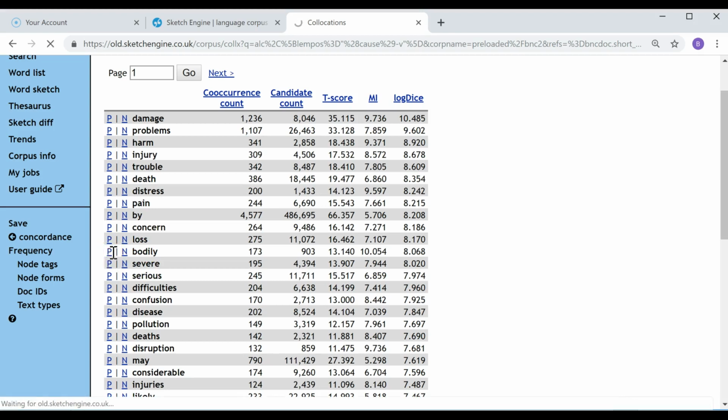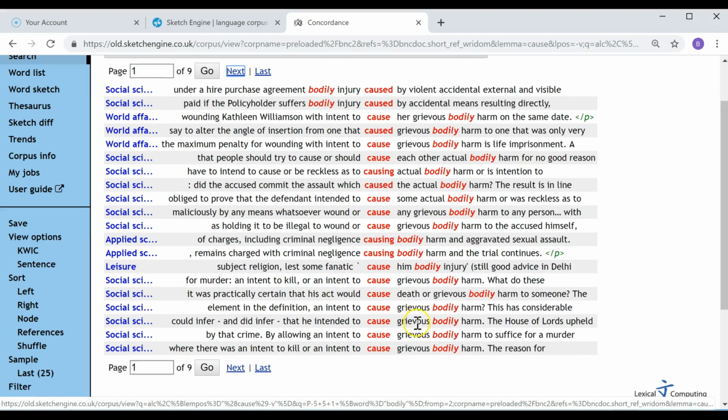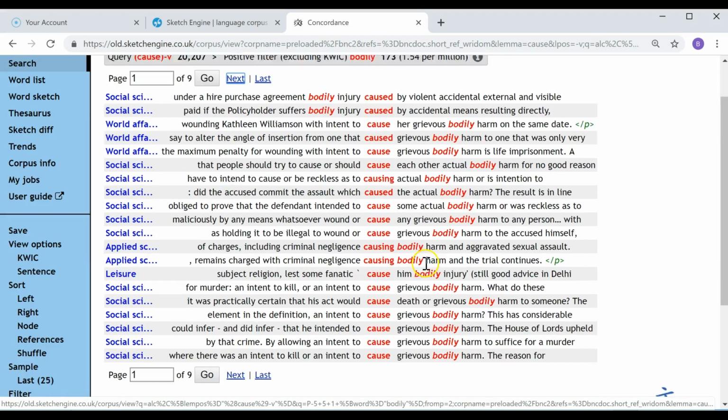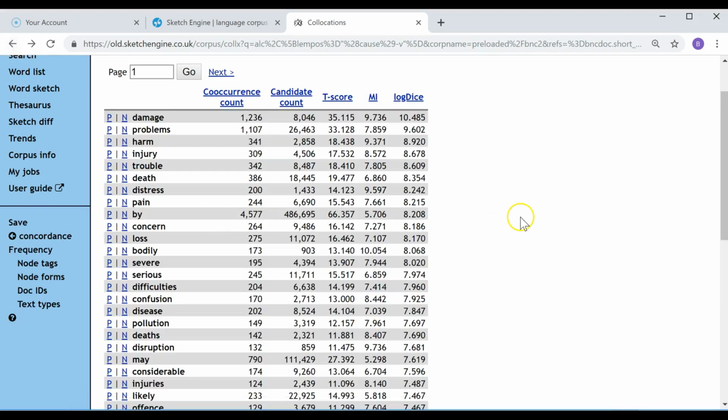If we go in there though, we'll note that there are lots of other negative words around it. Grievous bodily harm, well, that seems to be quite a common one because it's a criminal offence. Grievous, GBH, sometimes it's shortened to. So anyway, I think that fairly convincingly answers the question that cause almost always occurs with negative things. Those negative things are caused.